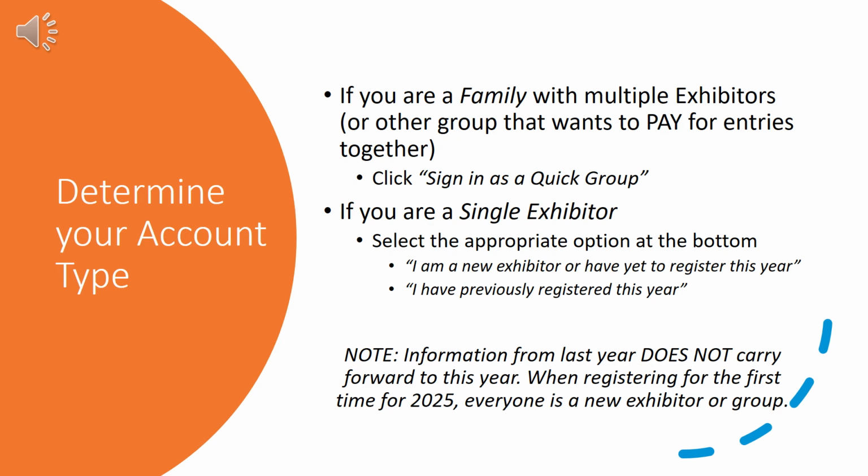Either I am a new exhibitor or have yet to register for this year, or I have previously registered this year. It is important to note that information from last year's application does not carry forward to this year. When registering for the first time for 2025, everyone is a new exhibitor or a new group.